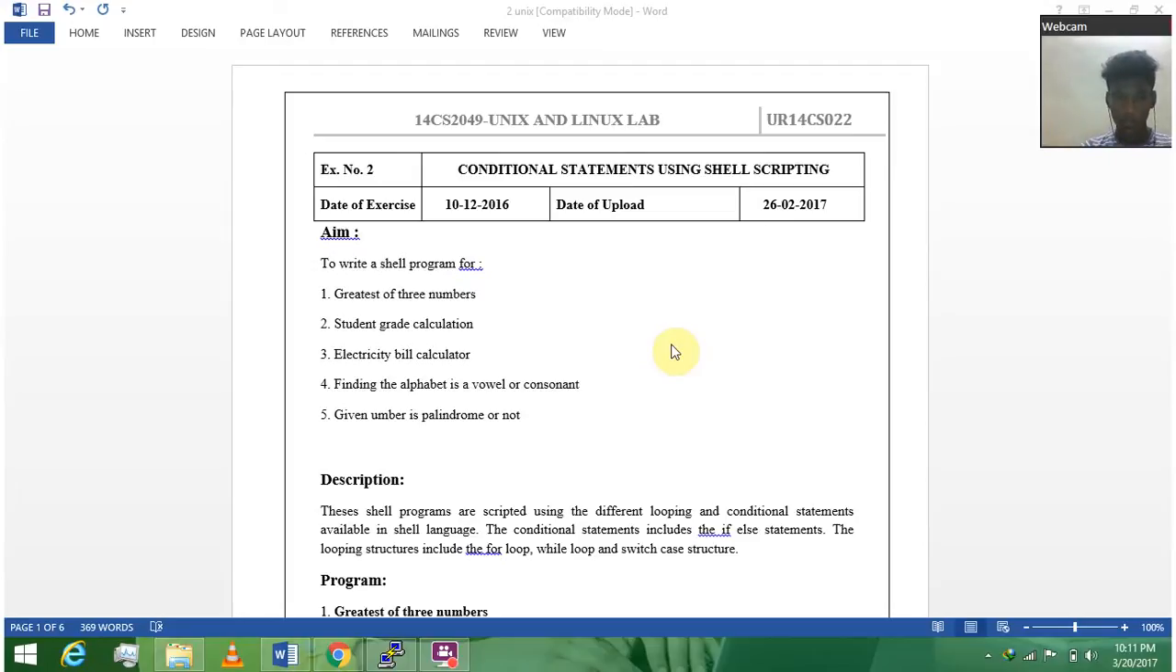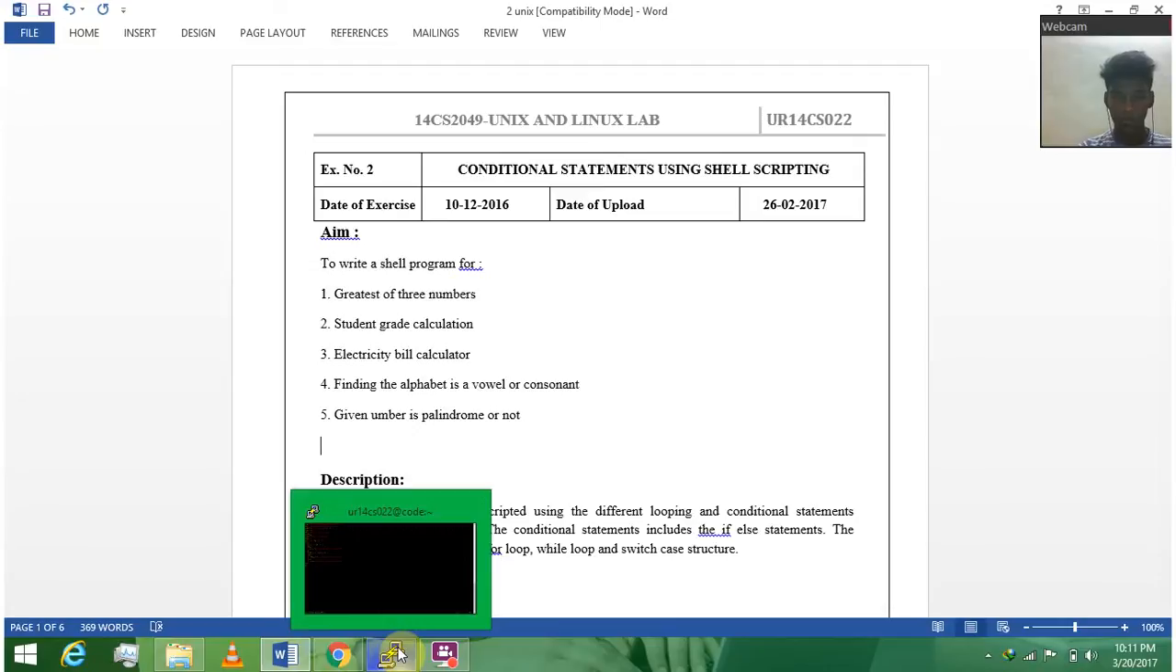So my second experiment question is to write a shell program for all these questions. I have to write shell commands for the greatest of 3 numbers, student grade calculation, electricity bill calculator, and finding whether the alphabet is a vowel or consonant, and whether given numbers are palindrome or not. So let's get on to my program.